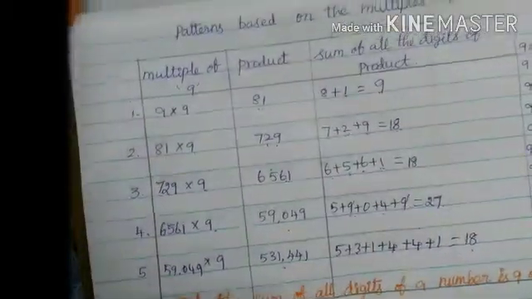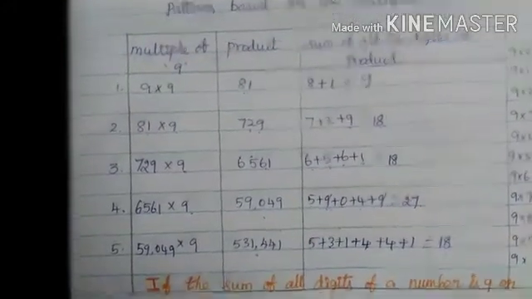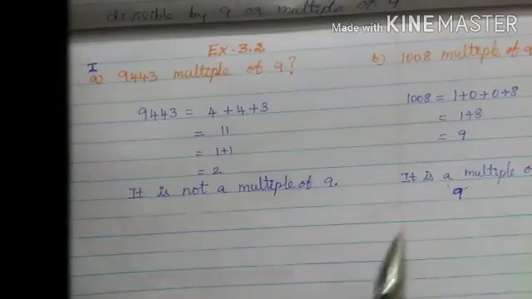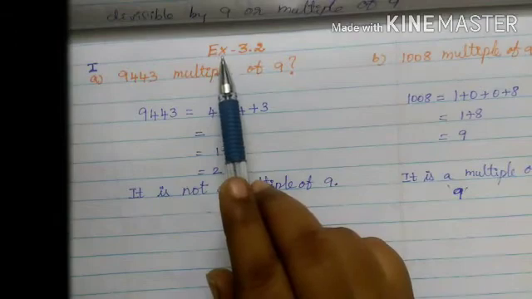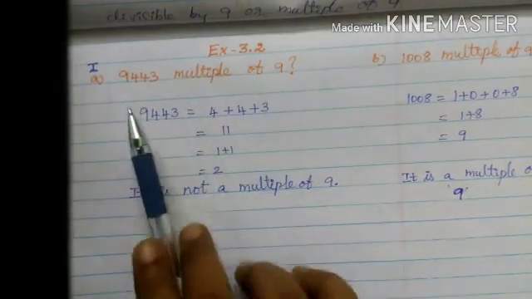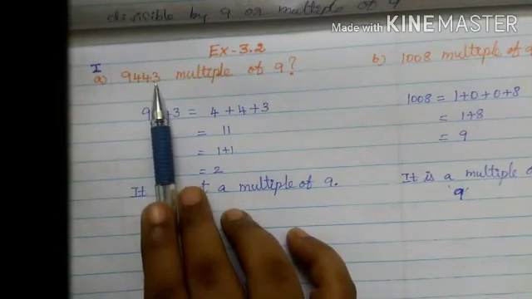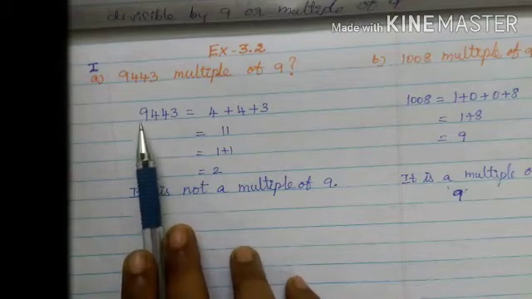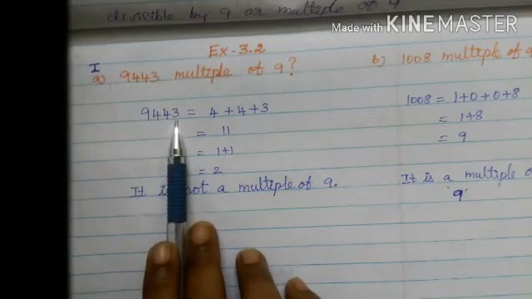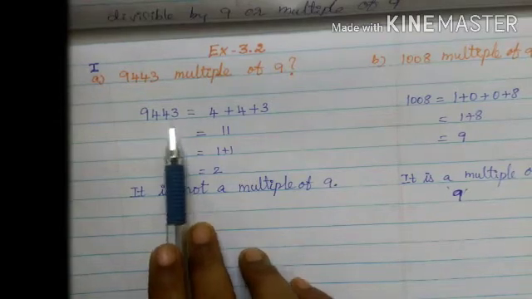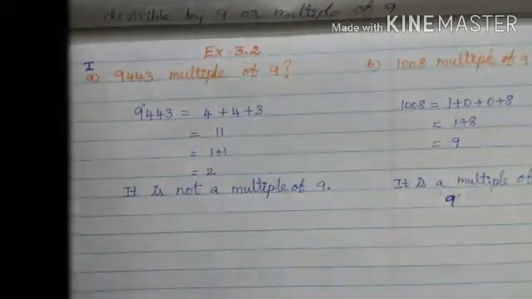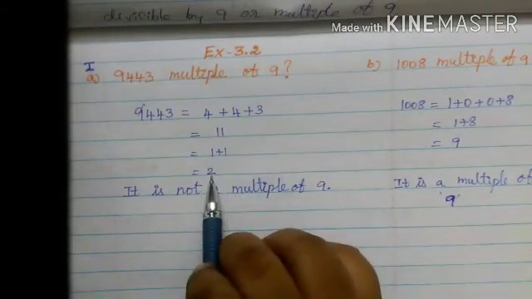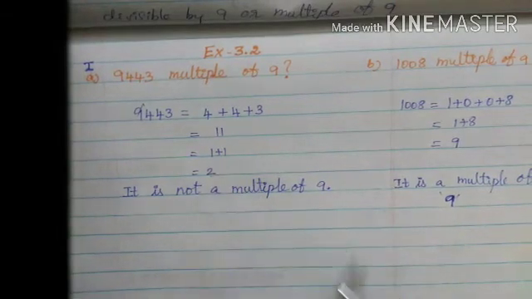This one is given in your textbook exercise. You only find out by casting out 9s. Book exercise 3.2. First you check 9,443, is it a multiple of 9? What do you do? Sum of all the digits: 9 plus 4 plus 4 plus 3. Where a 9 is coming, you leave it. Then you add the remaining ones, and if you get 9 or 0, only then is it a multiple of 9.